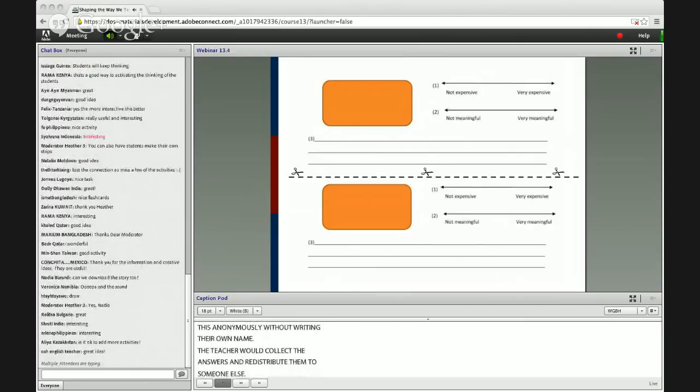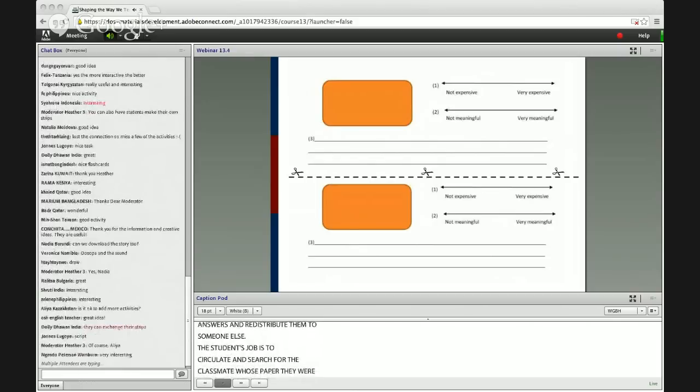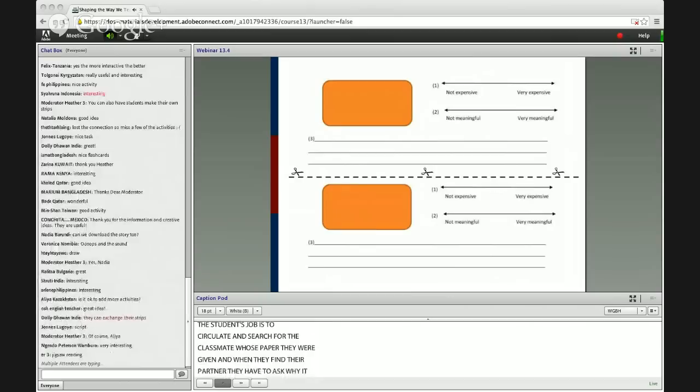And when they find their partner, they have to ask their partner why it was inexpensive or not, or why it was meaningful, and write the answer in line 3. And afterwards, they report to the class about what they learned from their partner.